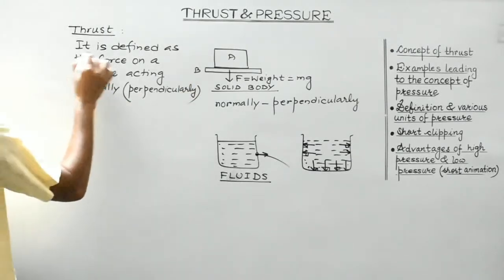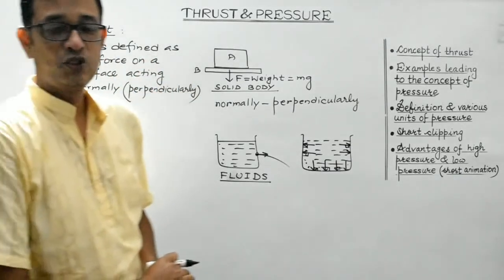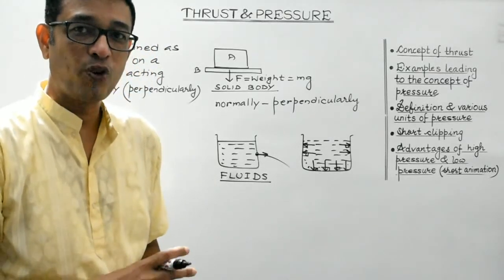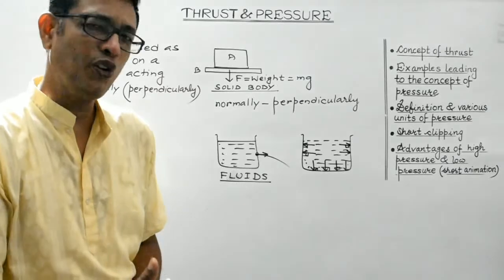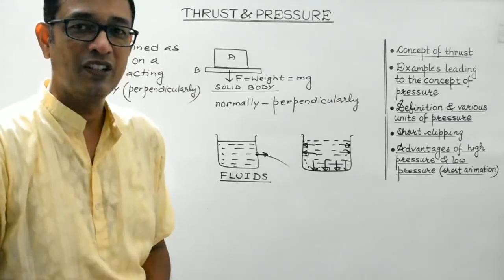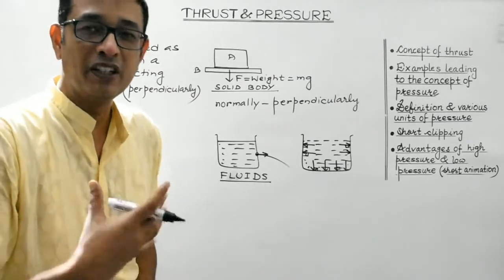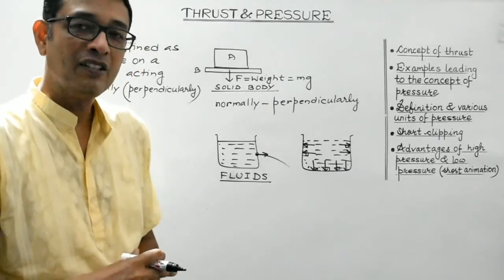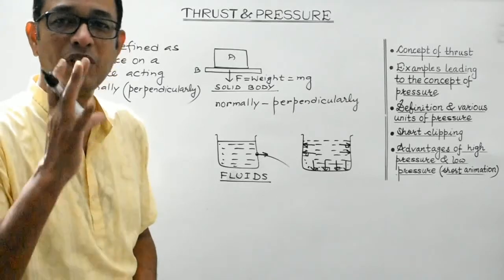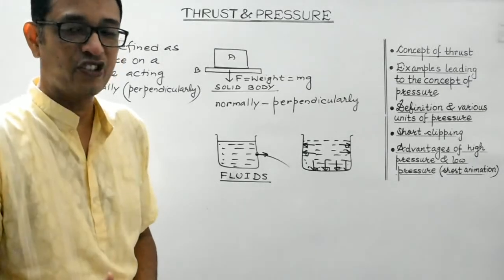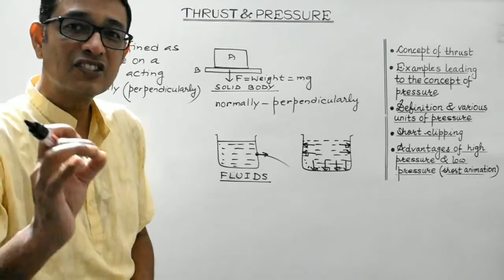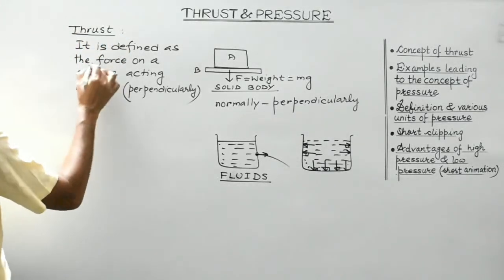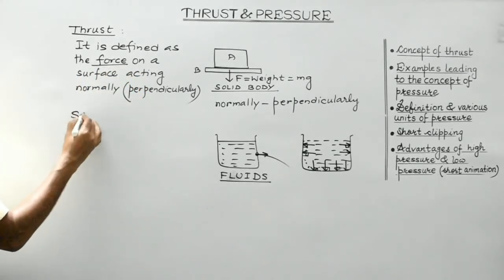Clear, students? So this is known as thrust. Thrust is nothing but a force exerted by a body on a surface, always in the perpendicular direction. Perpendicular direction means normally. So the force exerted by a body on a surface normally, or in a perpendicular direction, is known as thrust.